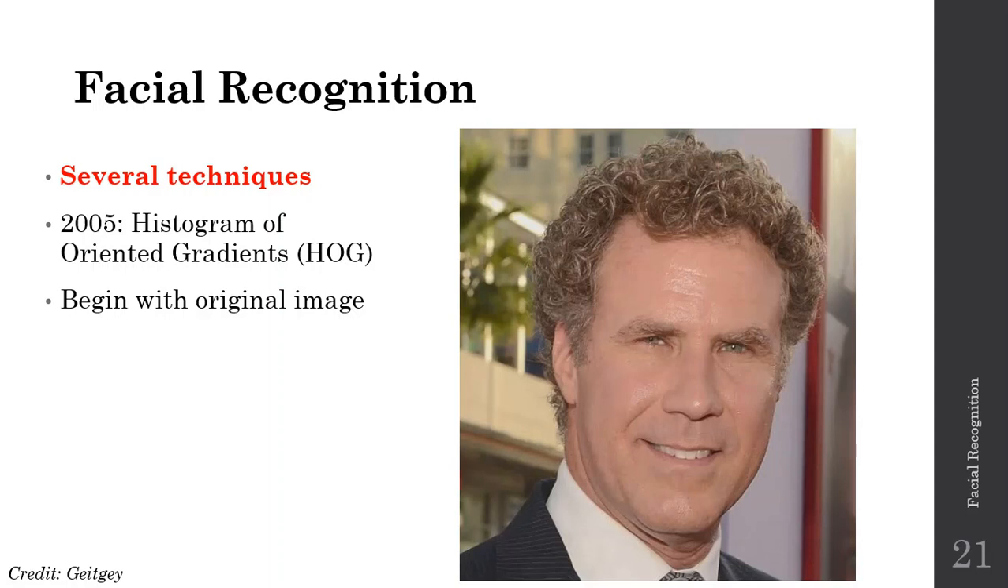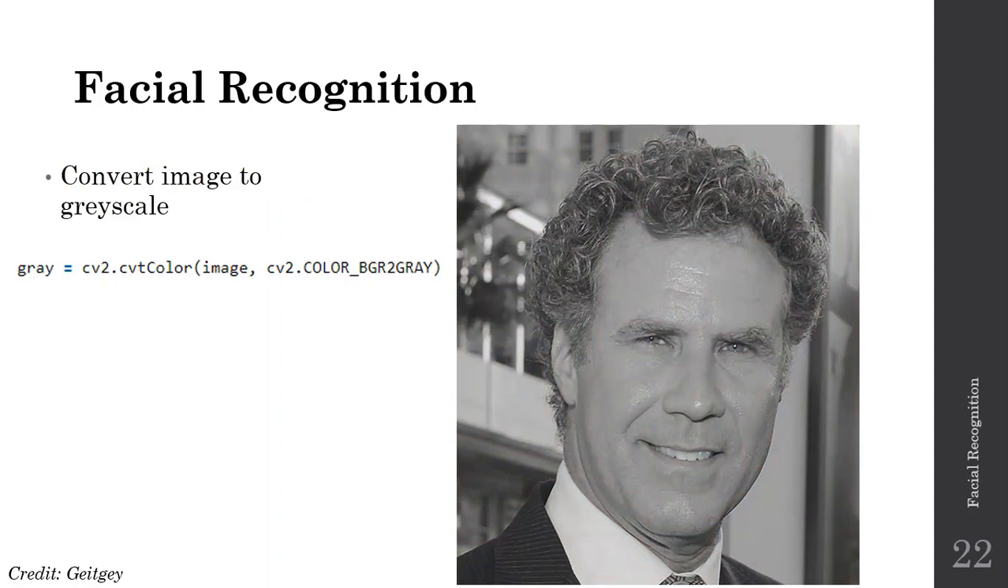Here we'll review the histogram of oriented gradients, or the HOG detection algorithm. As I mentioned, there are many techniques, Haar cascades, deep learning, and other techniques available for facial recognition, but we'll take a look at the HOG detector here. So first up, let's begin with the original image and then go ahead and convert that image to grayscale. Using this HOG detector, we do not inherently need color in our images. That information is not inherently useful to the histogram of oriented gradients detection algorithm.